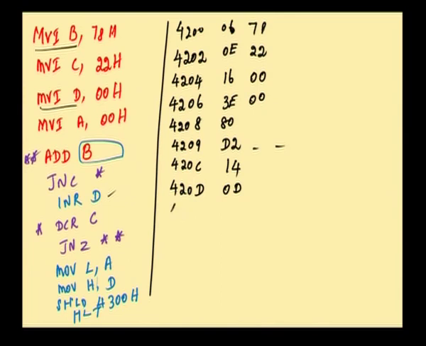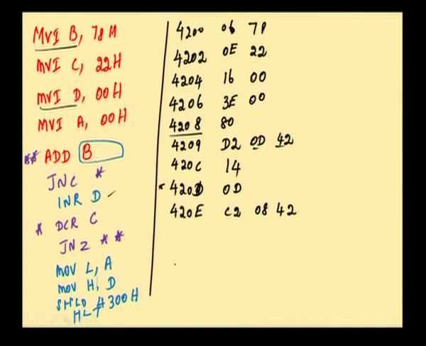Then I have to write 420E, jump on no zero which is C2. Now where do I have to switch over? ADD B which is 80, right. So 08 and 42 I will write. This jump on no carry I have to switch over to DCR C. So the value is 0D 42, right.